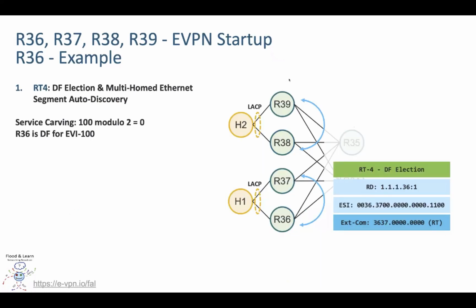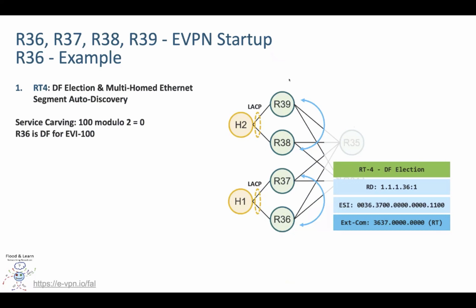So let's go right now. We covered the most important part. Basically, we know how to do the broadcast, how to advertise the MAC address. We know the DF election. We know the split horizon label. Let's do the EVPN startup sequence on a real example from my lab and see what's happening: how I'm sending the information, which route types I'm using, and so on.